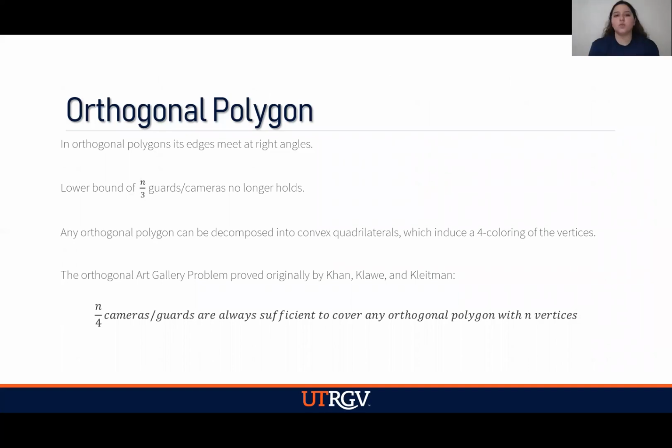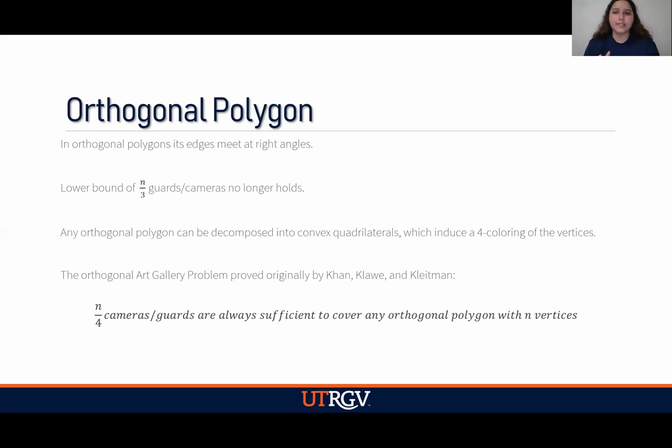So the next one, we're going to be talking about orthogonal polygons. In an orthogonal polygon, its edges meet at right angles. The lower bound of n/3 guards or cameras no longer holds for orthogonal polygons. Any orthogonal polygon can be decomposed into convex quadrilaterals, which induce a four coloring of the vertices.